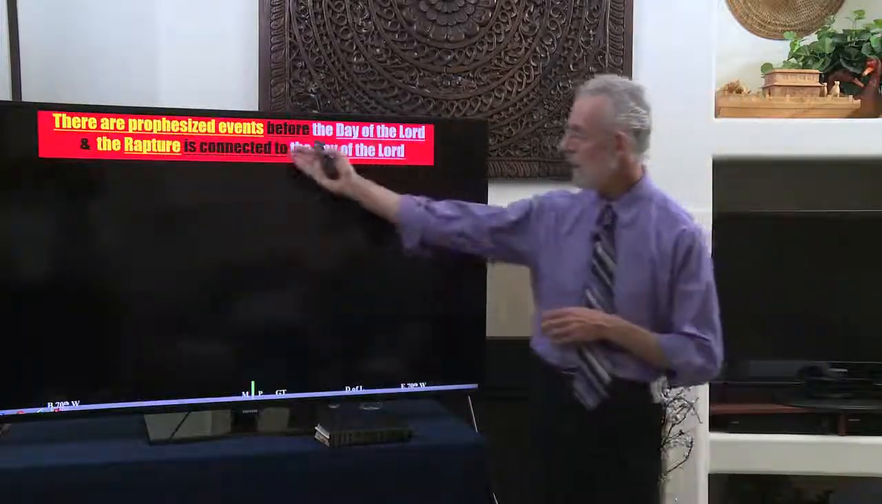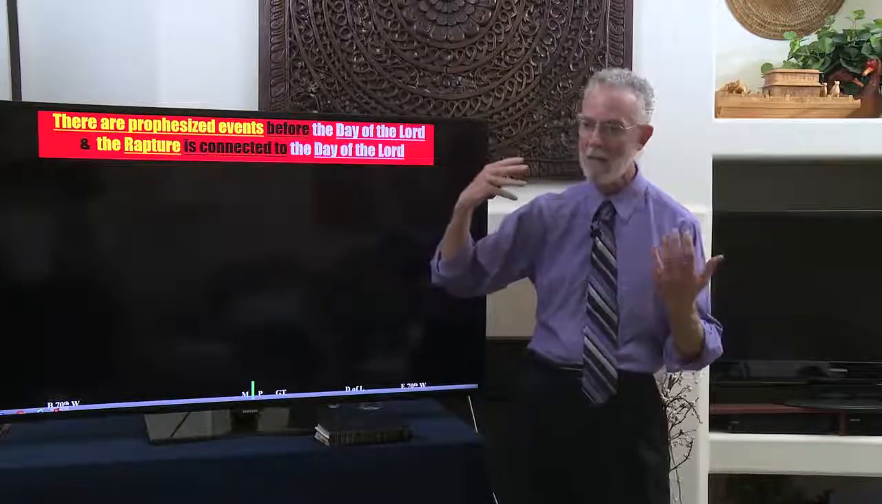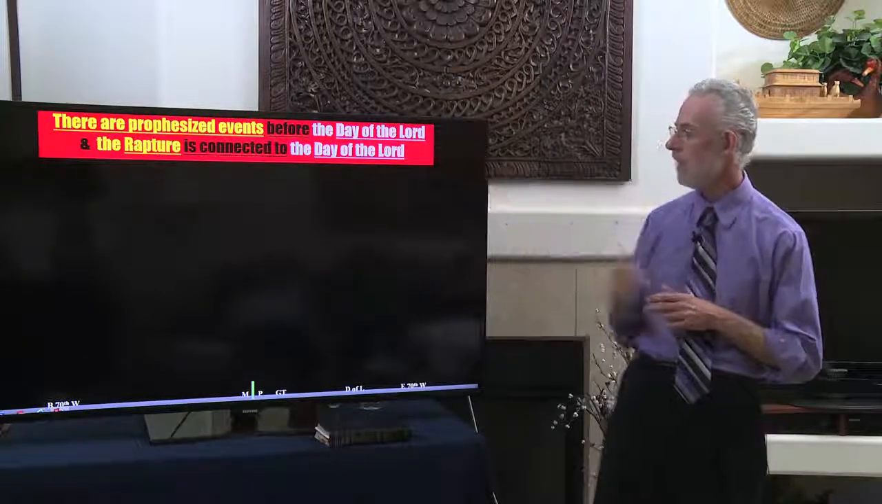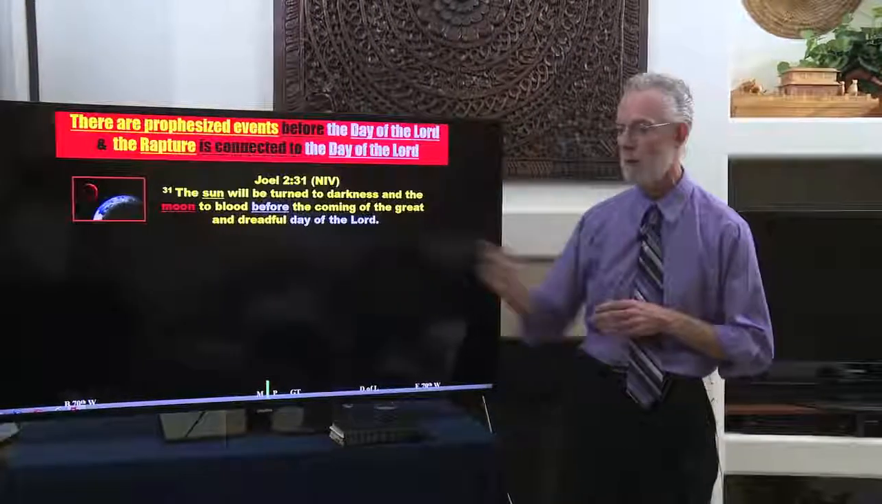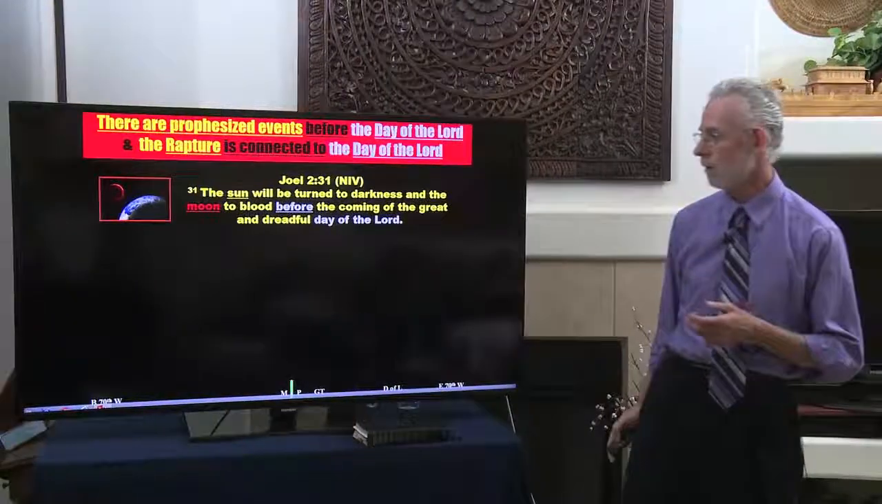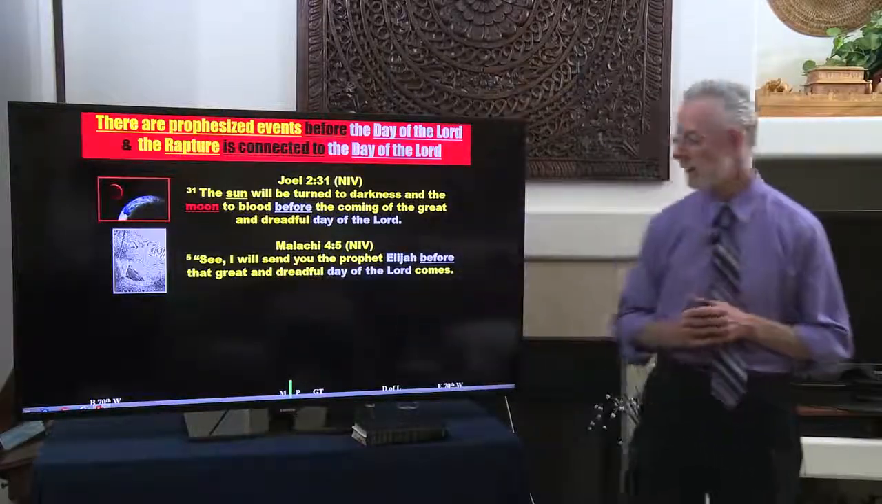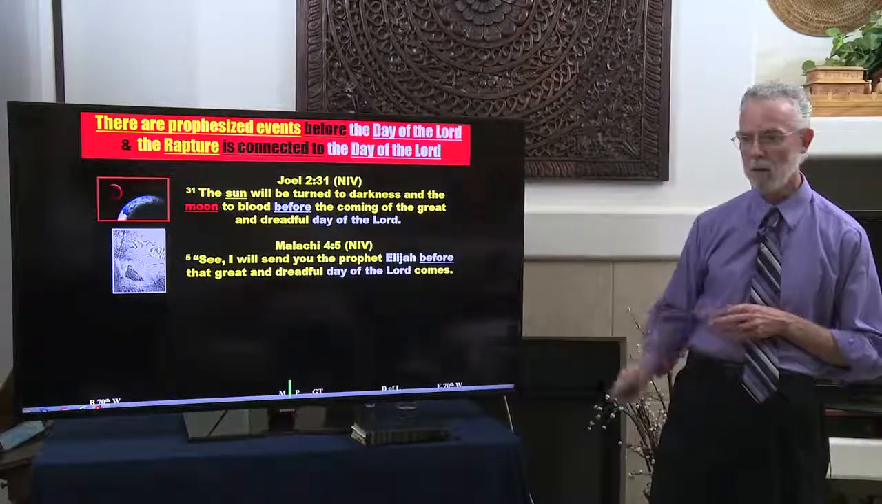Now, he said that there are no prophesied events that have to happen. Well, we do see there are prophesied events before the day of the Lord, and we see the rapture is connected to the day of the Lord. We're told the sun, moon, and stars have to go dark before the day of the Lord. Malachi tells us that Elijah is going to come back before the day of the Lord.